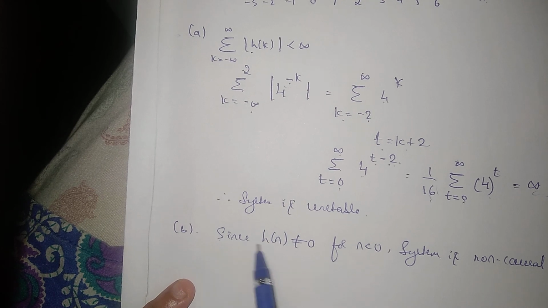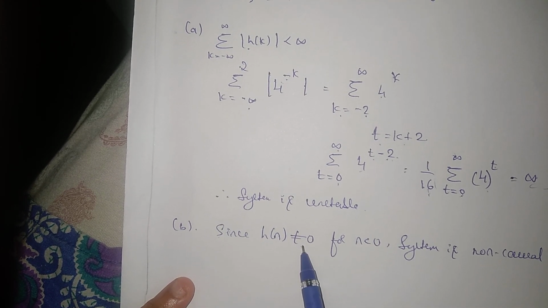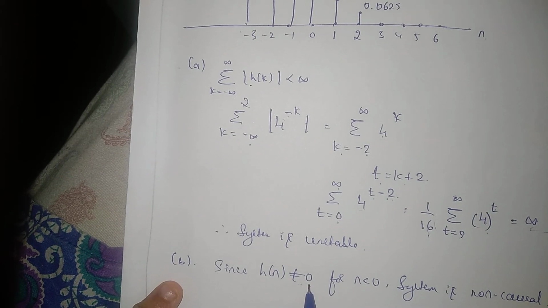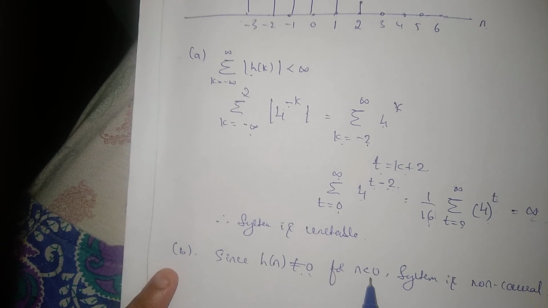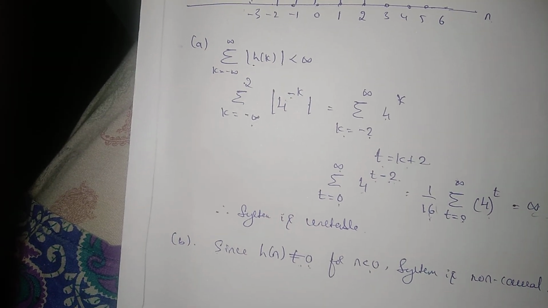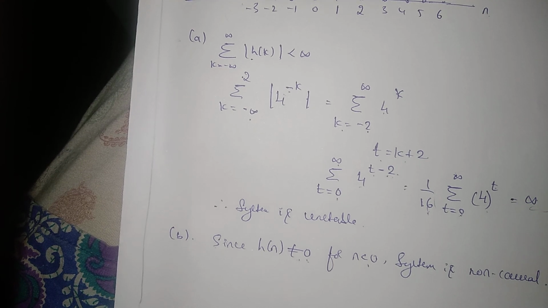To check the causality, since h of n is not equal to 0, that means here we have negative values amplitude. So it is not equal to 0 for n less than 0. So we can say the system is non-causal. This is the method to check whether the system is stable and causal.